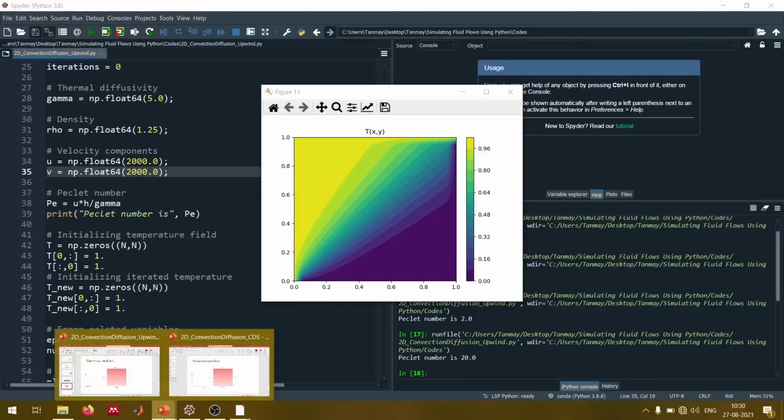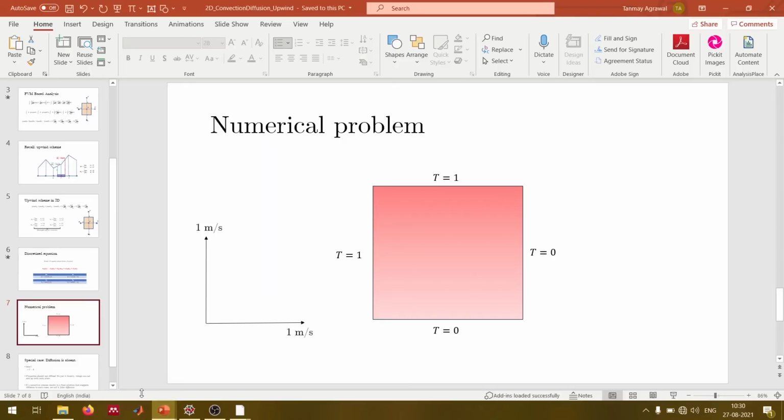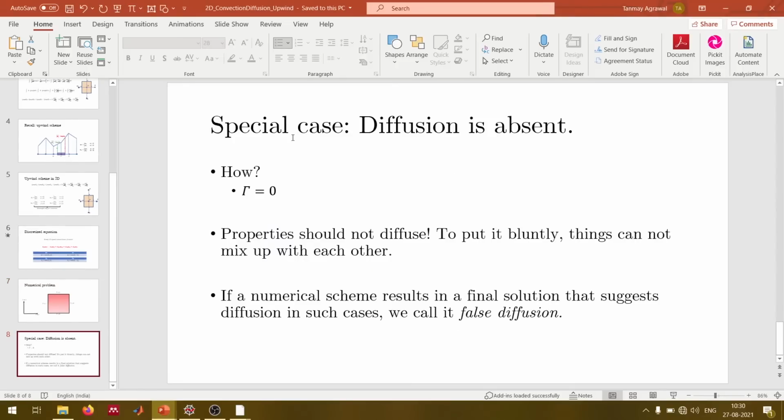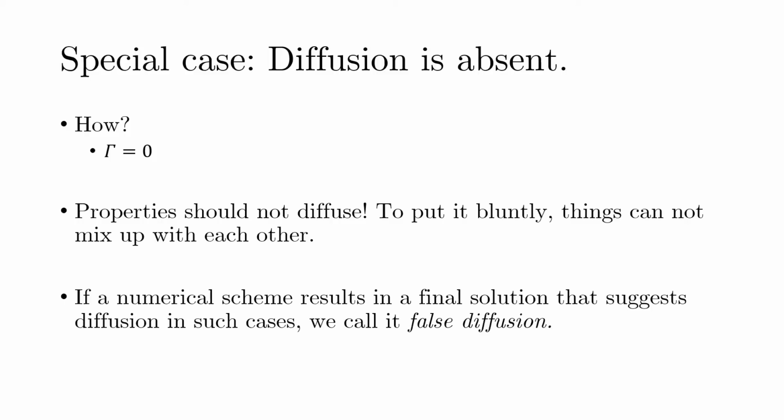So let me theoretically tell you what this false diffusion is, and then we'll look into the coding aspect. If we go back to the presentation, false diffusion is actually a special case where the diffusion is absent. You still think about a convection diffusion problem at first, and you think that you're slightly reducing the diffusion, and there would come a point where the diffusion would be absent.